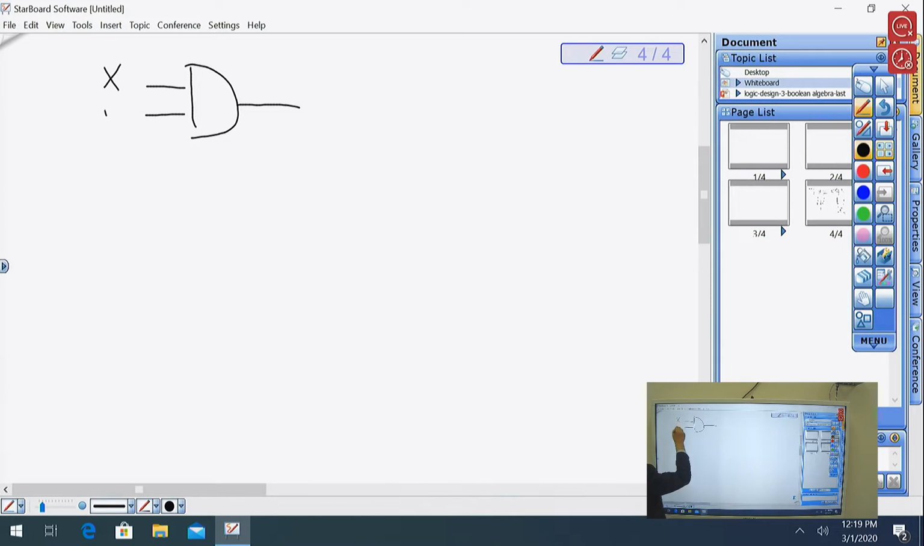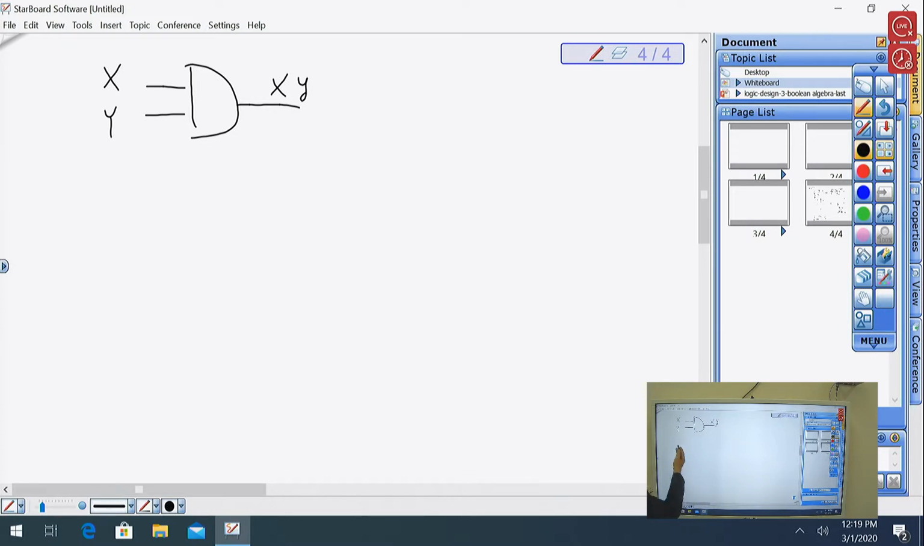Here x, y, and the output x and y. So the output is 1 only if both the inputs are 1. Otherwise, the output from the gate is 0.